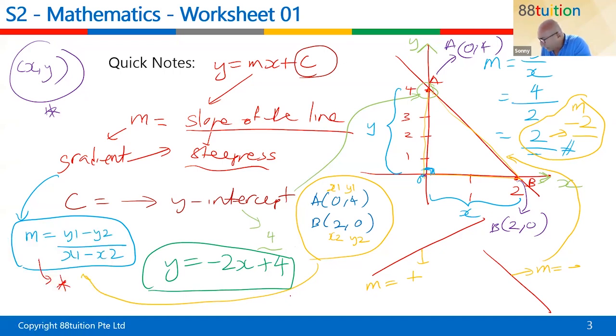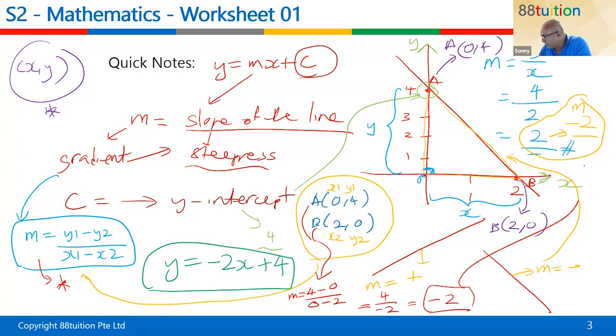The formula is m equals y1 minus y2 over x1 minus x2. So your y1 is 4, your y2 is 0. What's your x1? Your x1 is 0. Your x2 is 2, right? I've gotten these from these two points. So it's 4 divided by minus 2, which gives me minus 2. So this is the same as this. That means my answer is right. So you must know this.